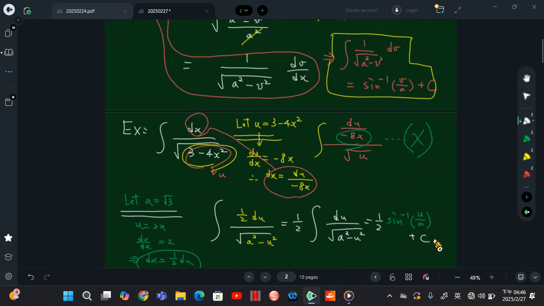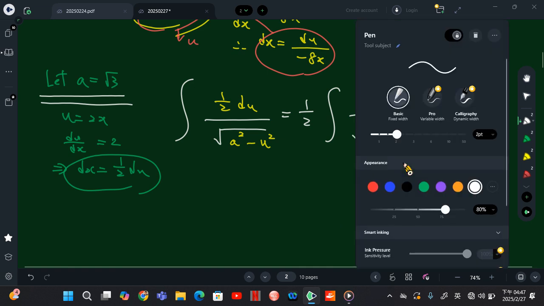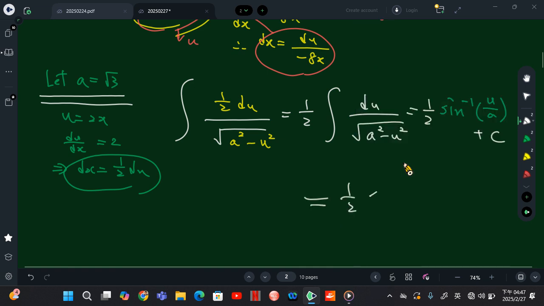Let me just make it smaller. We can have a matching here. You can see this is a squared minus v squared, which is u squared, and the result will be this one. So you use these two to replace the a variable and u variable. Remember, don't forget to put them back. So the correct result will be 1/2 arc sine of 2x over the square root of 3 plus c.